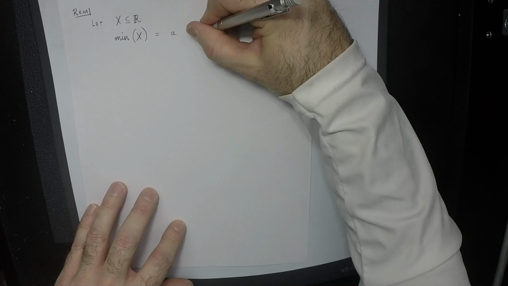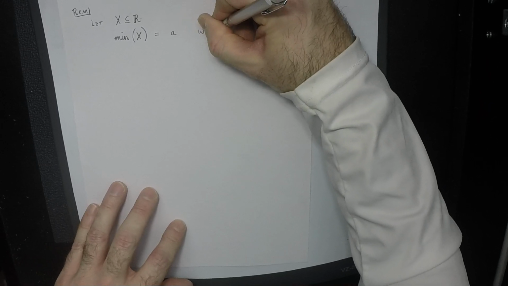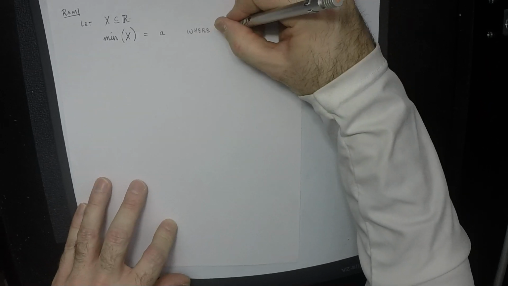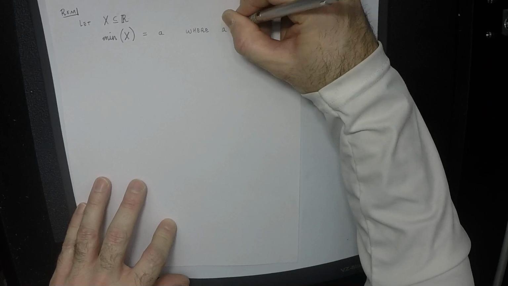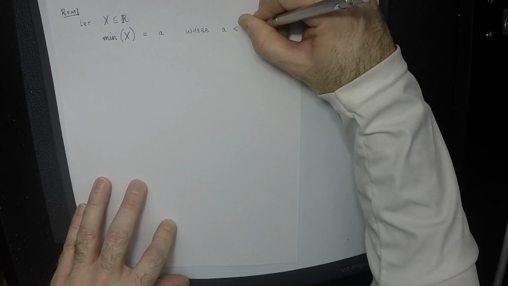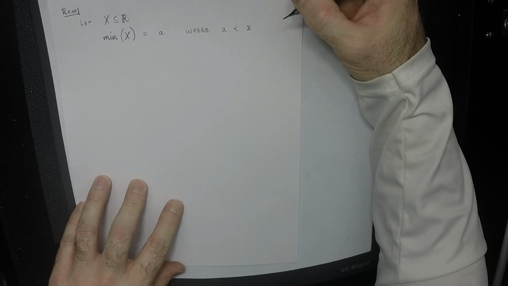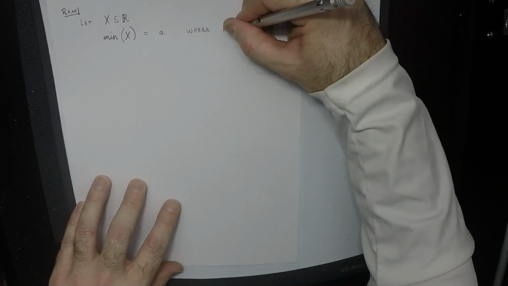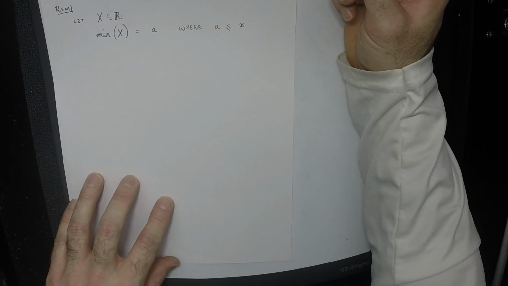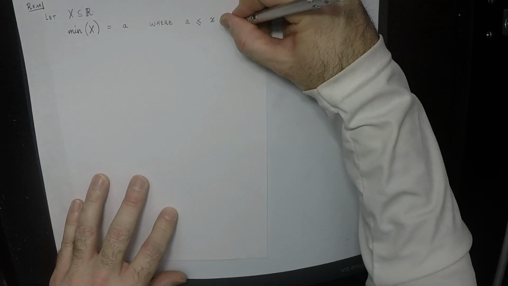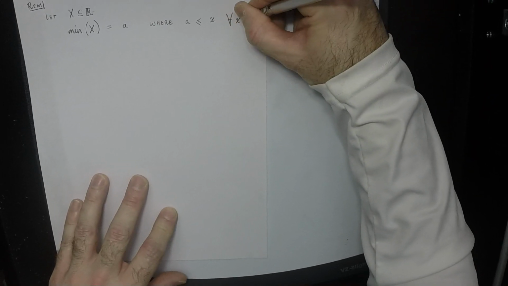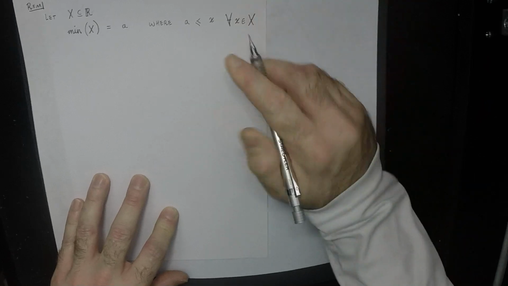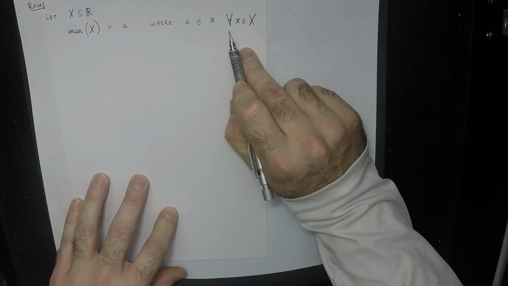Where A is less than or equal to x, for all x in X. We talked about this already, right? This one? Okay.